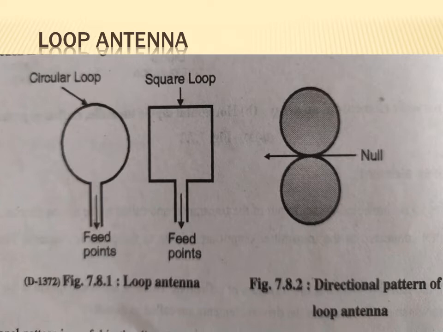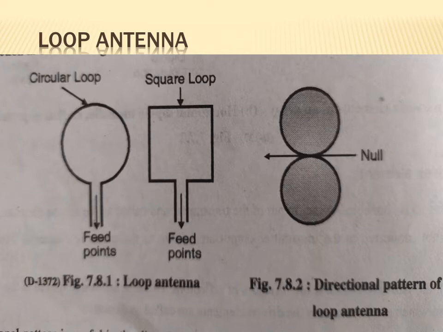Today we will see the loop antenna and the ferrite loop antenna. The loop antenna is present in different shapes like circular, square, rectangular. The radiation pattern of the loop antenna is bidirectional and the shape of the radiation pattern is like a donut.